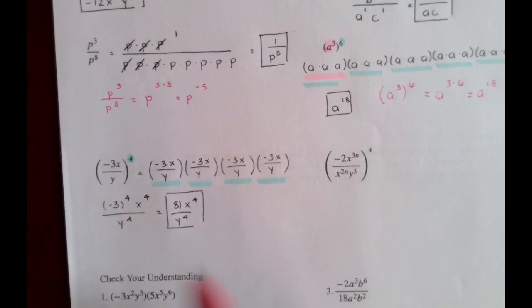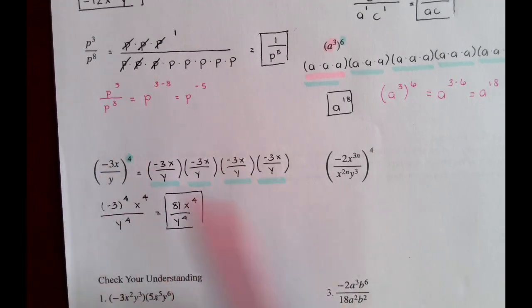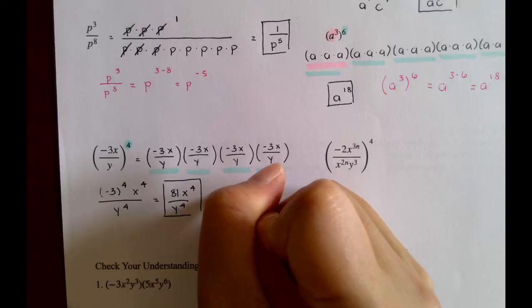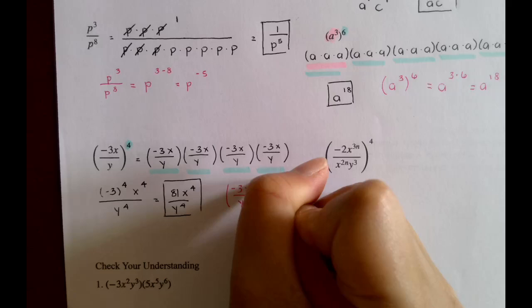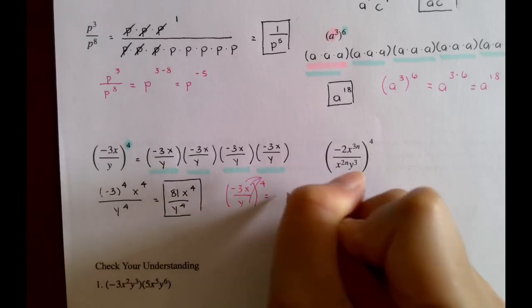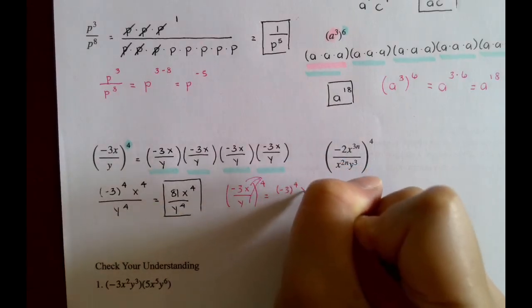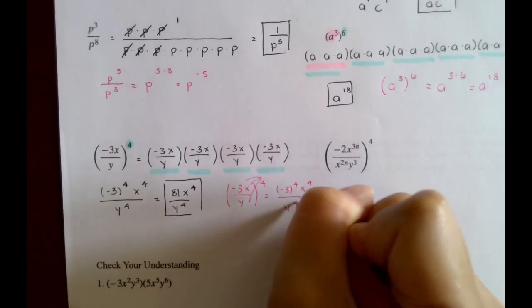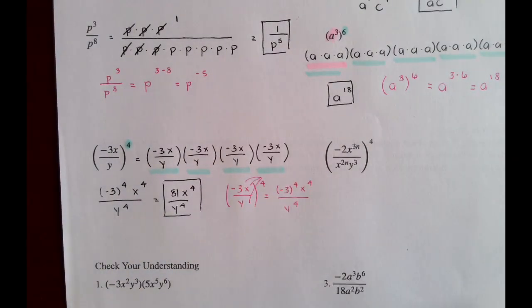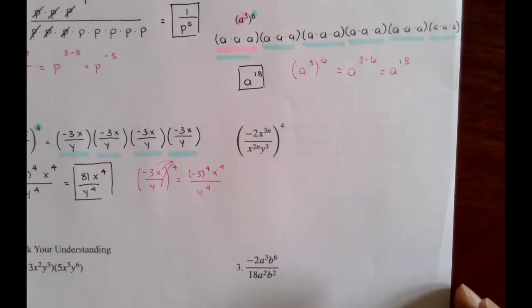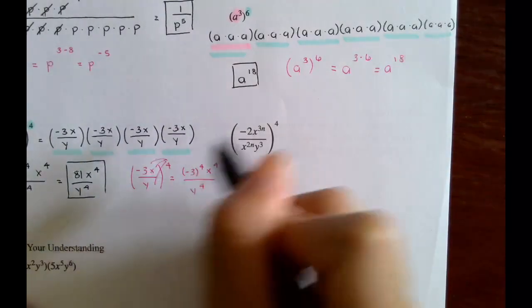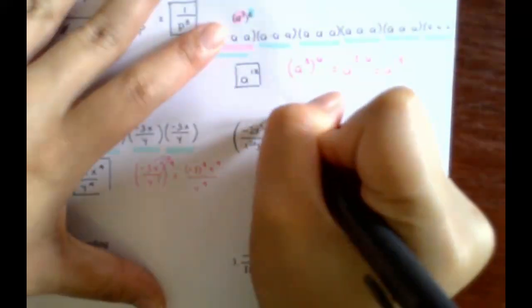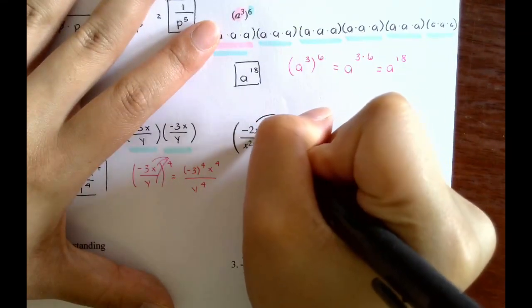Which is why, with the power of a quotient, we know that we can basically take this power and distribute it to each of the bases, which is why it's negative 3 to the fourth, x to the fourth, y to the fourth, which gives us this. Okay. So last one here before you try some on your own. Okay. So what we're going to do knowing this, we're going to distribute, okay, to each of my bases.